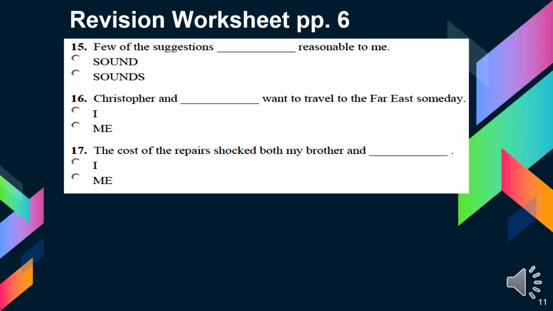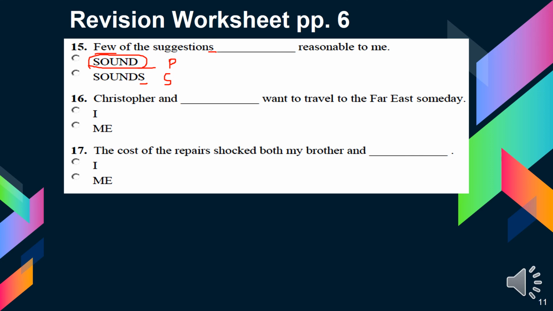Few of the suggestions. Few is plural. Few of the suggestions, and also I have suggestions which is plural. Reasonable to me. Sound or sounds. These are verbs. This verb has no S, so it's for the plural subject. And this verb has an S, so it's for the singular subject. We said that few is plural, so I choose the sound with no S.